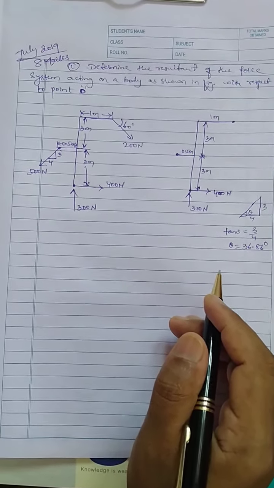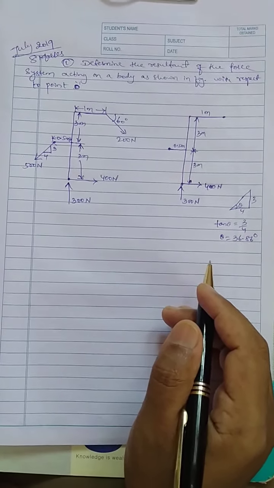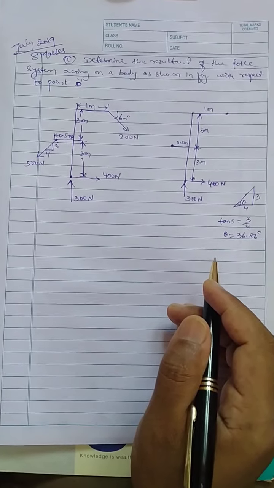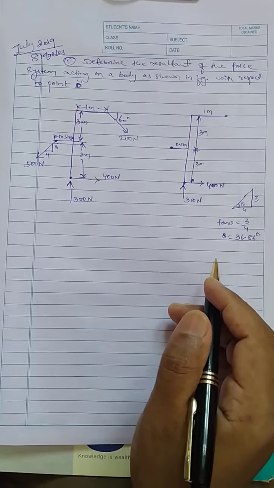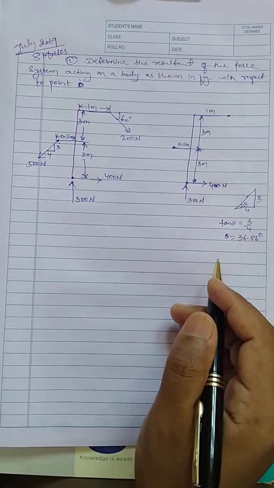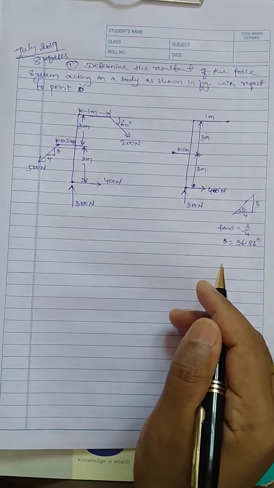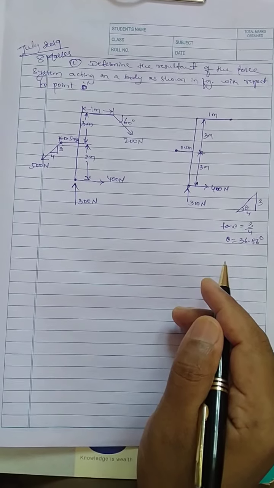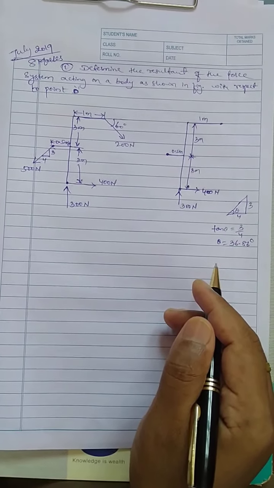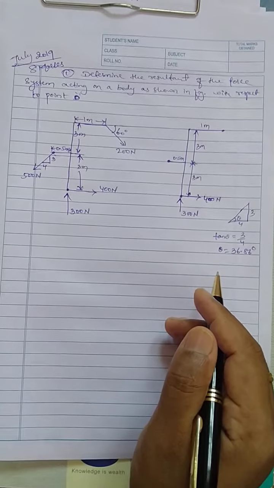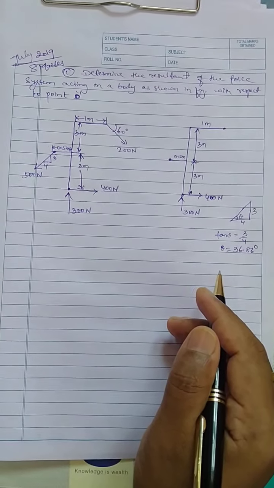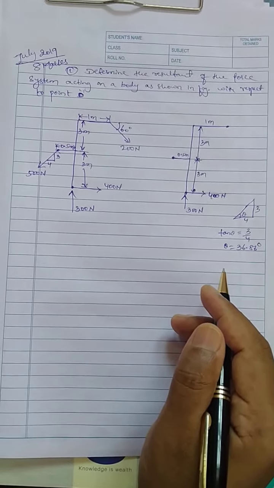Welcome back, friends. Let us try to solve one more problem on non-concurrent force system. It is from the question paper July 2019, asked for 8 marks. And by looking at the figure, we can say it is very simple if you know the concept. The statement goes like this: determine the resultant of force system acting on a body as shown in figure with respect to point O.